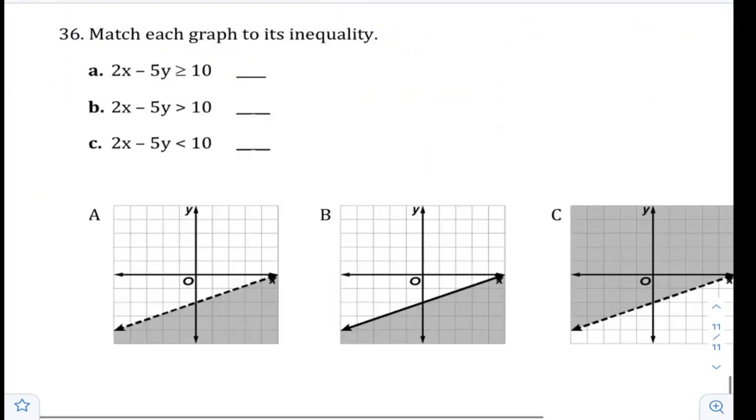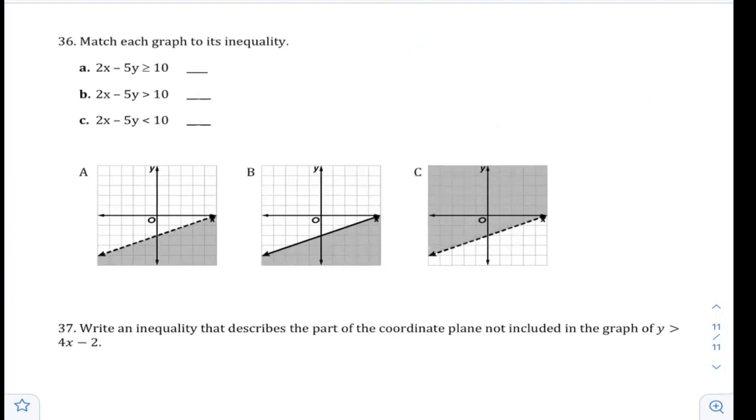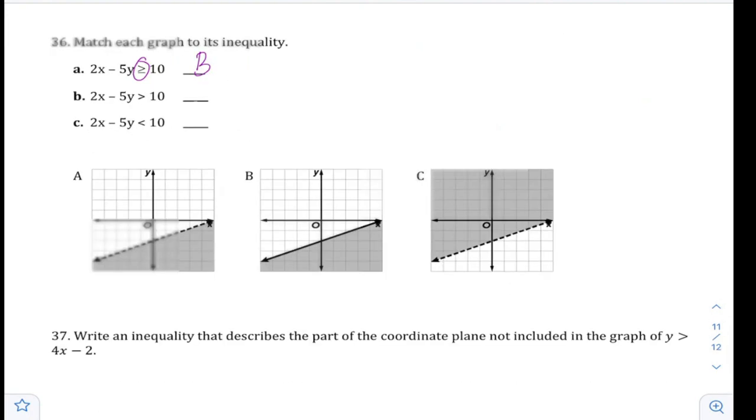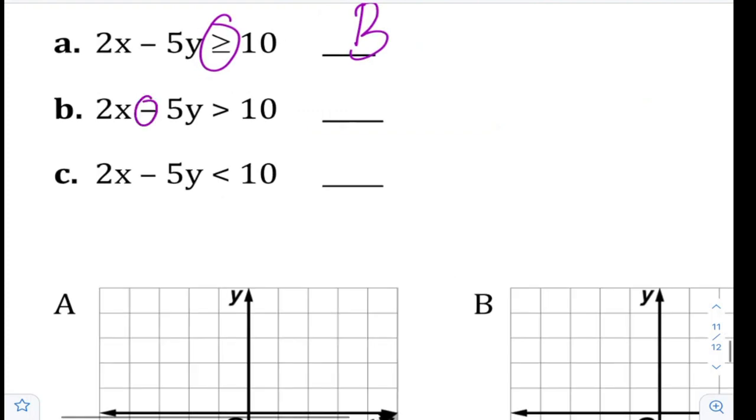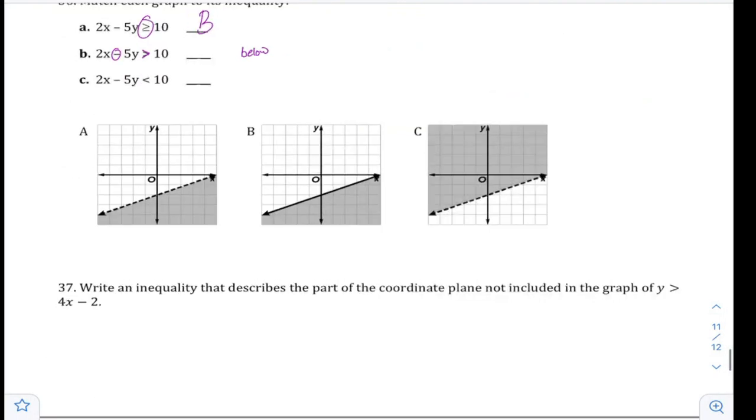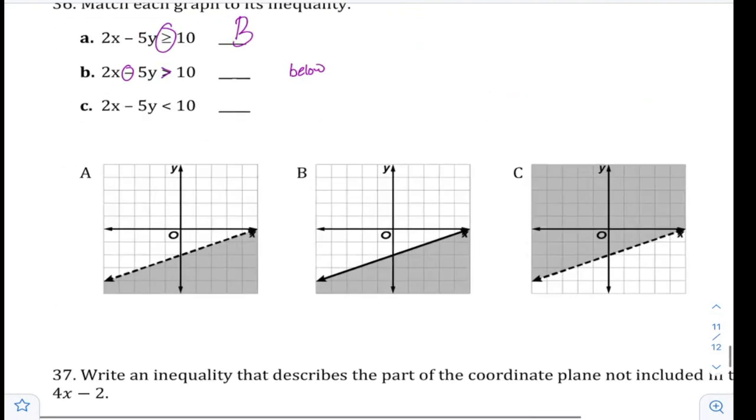Match each graph to its inequality. Obviously here, A will match with B because it is a solid line, as you see here. Others, both are dashed lines, but which one are we going to choose? Now, as I told you, this is negative and more than. If it is positive, then you will shade above the line, but this is negative, reverse, so this will be shaded below. Dashed and shaded below matches with A. And the last one is matched with C, definitely. Fast and precise.